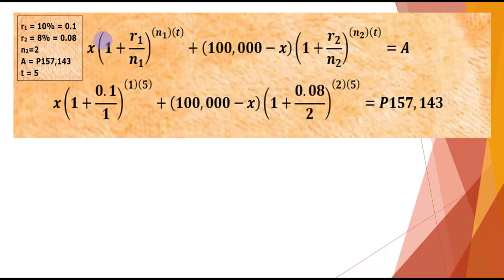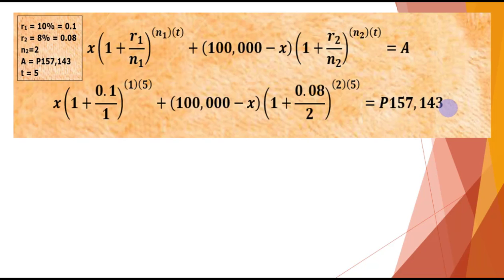So, (1 + R₁/N₁)^(N₁T), plus the amount invested in the second bank, (100,000 − X) times (1 + R₂/N₂)^(N₂T), that is equal to A.